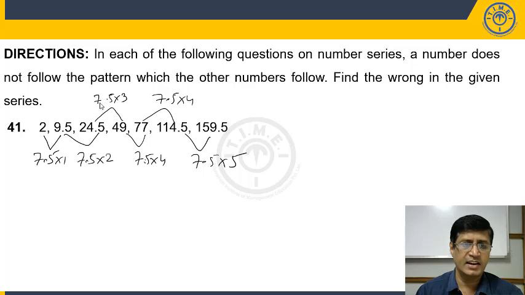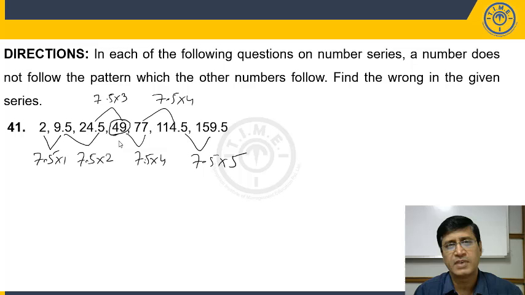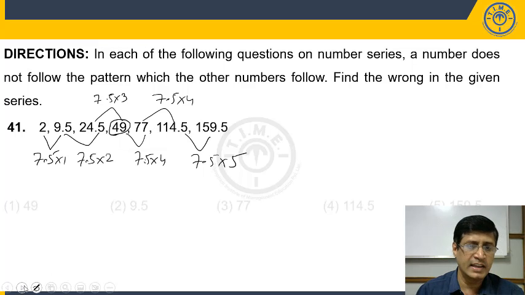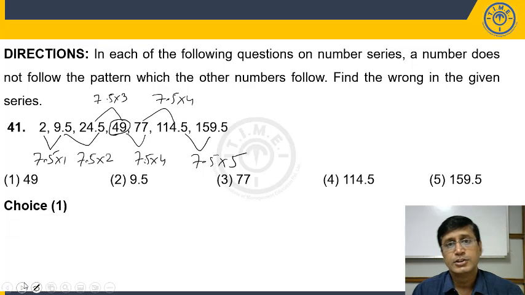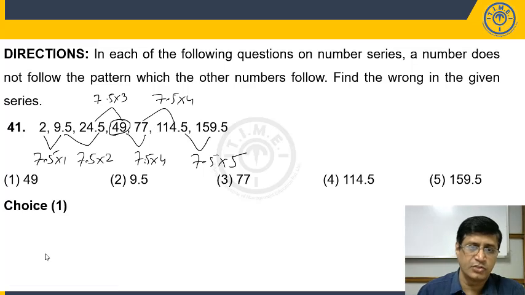Now just add 3 times 7.5. 3 times 7.5 means 3 times 7 is 21 plus 1.5, which is 22.5. When you add 22.5 to this, you will get 47, but here 49 is given. So what is the wrong number? 49 is the wrong number. So the right choice is option number 1. Choice 1 is the answer for this one.